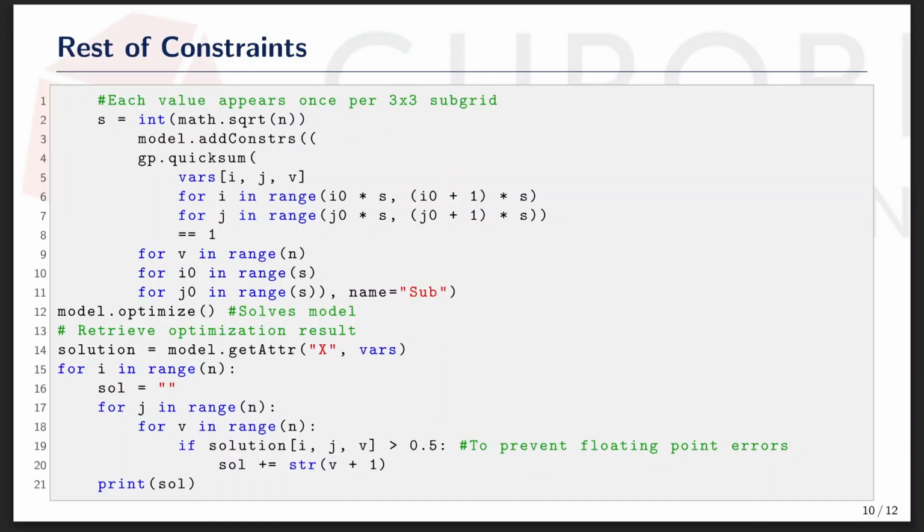Now, the other line that I want to draw your attention to is line 19, where there's a check included for if the variables are greater than 0.5. And this is because although Gurobi's binary type is only supposed to include the values of either 0 or 1, the methods Gurobi uses does allow for floating point errors. But we can easily deal with that in the case of binary variables just by checking if it's greater than half. And that will be enough to solve Sudoku.